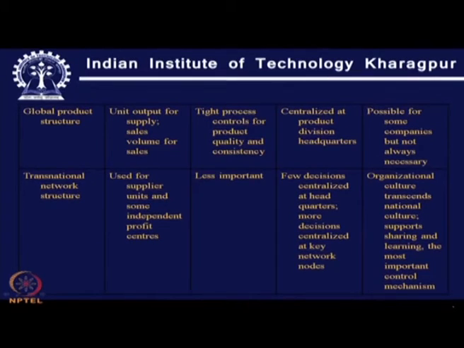In global product structure, it is unit output for supply, sales volume for sales.